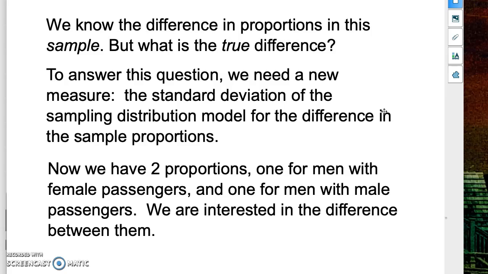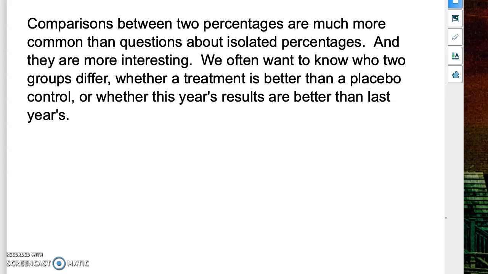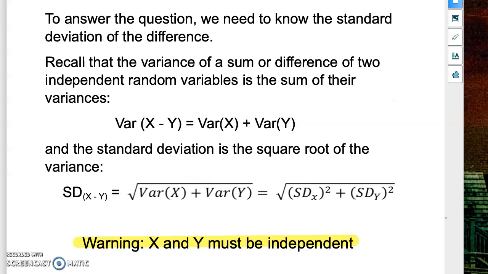We need to make a new measure to figure this out: the standard deviation of the sampling distribution model for the difference in sample proportions, which we've already talked about, so this is not so new. We now have two proportions, one for men with female passengers, one for men with male passengers. We're interested in the difference between them. Note, comparing proportions between populations is much more common than questions about isolated percentages, and often more interesting. We often want to know how two groups differ, whether one treatment is better than a placebo or a different treatment, whether this year's results are better than last year's results. So comparison is the way of the world.